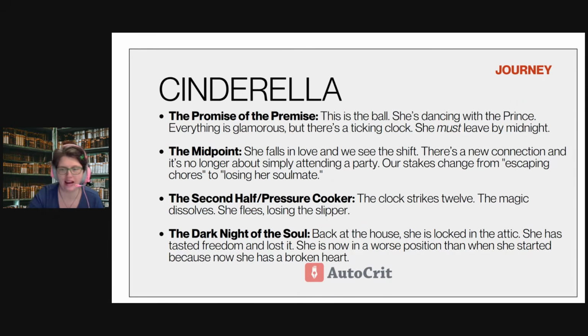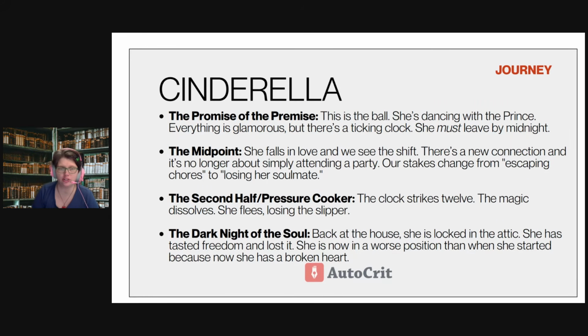The second half feels like a pressure cooker here. So we're seeing the magic dissolve as she flees, right? The clock strikes 12. She is running as fast as she can. She loses her slipper. Which brings us to the dark night of the soul.